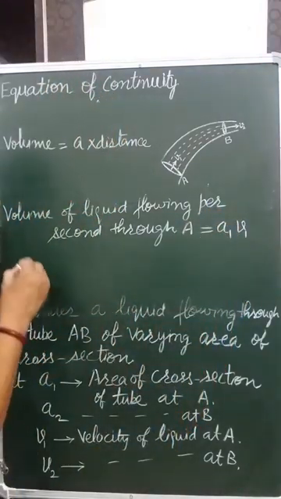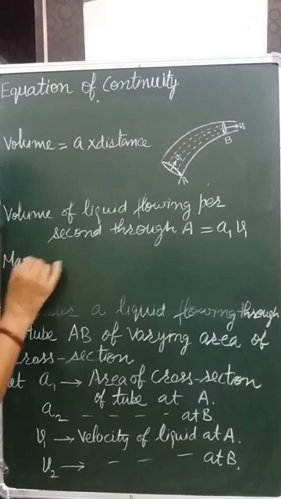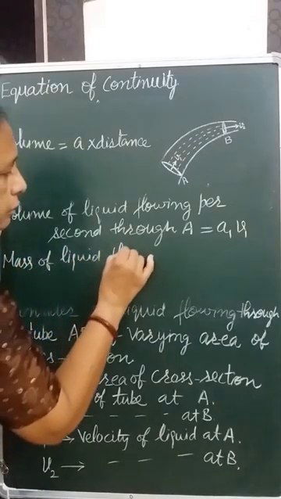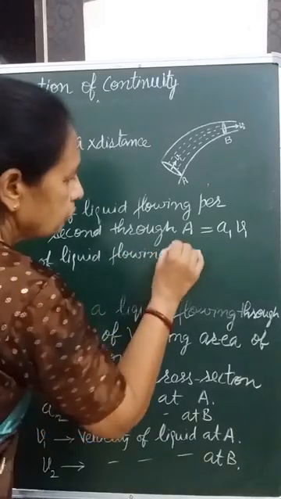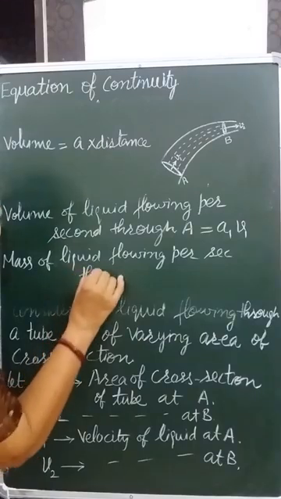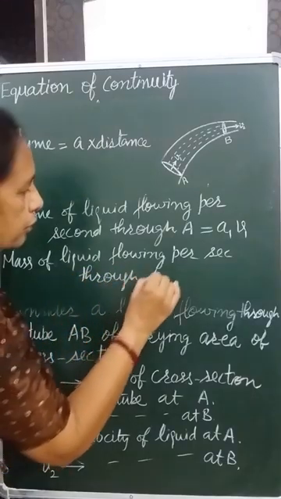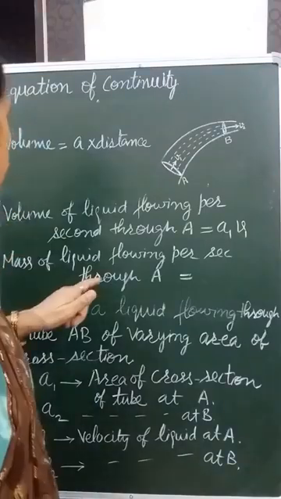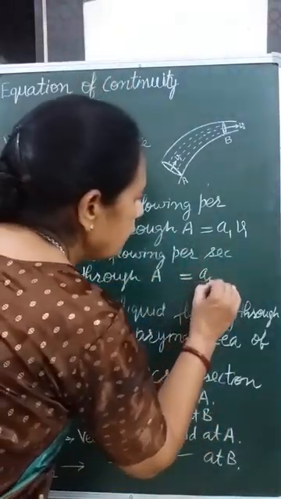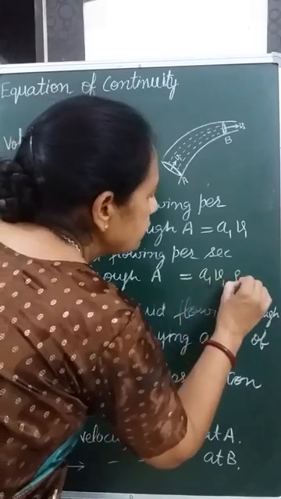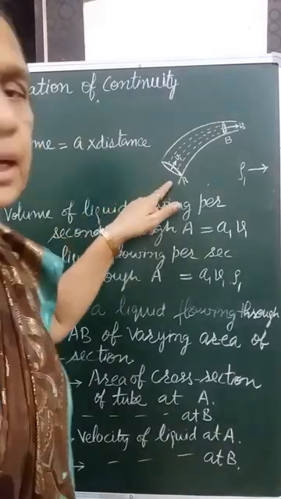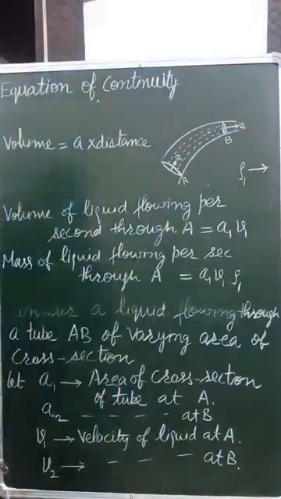अब हम find out कर लेते हैं mass of liquid flowing per second through point A. Mass is equal to volume into density. Volume is A1 V1 into, let us say, rho 1. Rho 1 is the density of the liquid at point A.